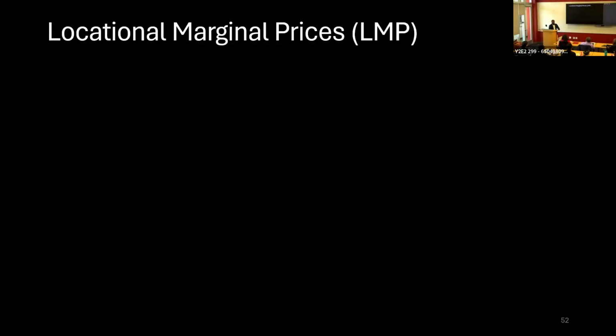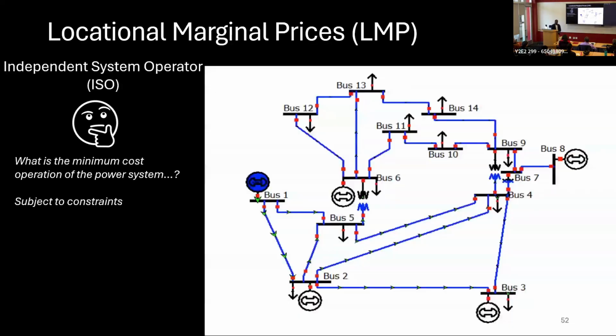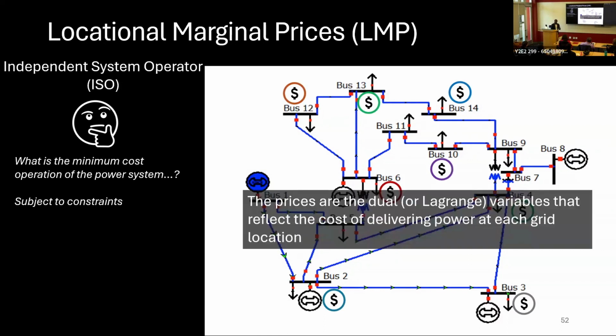And so I'll talk about something called locational marginal prices now, or LMPs. And how they work is that you have something called an independent system operator who's trying to make sure the grid doesn't break and we all have electricity. And then they ask the question, what is the minimum cost of operating this grid? And then after they do that, they obtain something called prices. They obtain prices everywhere, which tell you the cost of energy at each grid location.